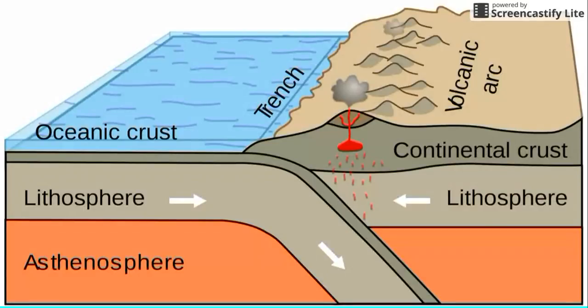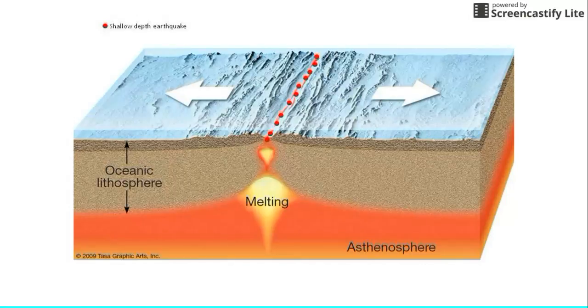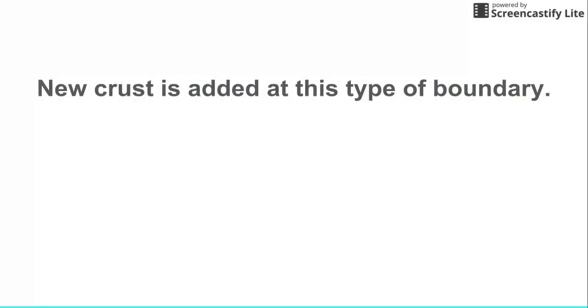This picture is an example of a convergent boundary. This picture shows an example of a divergent boundary. New crust is added at this type of boundary. Divergent.